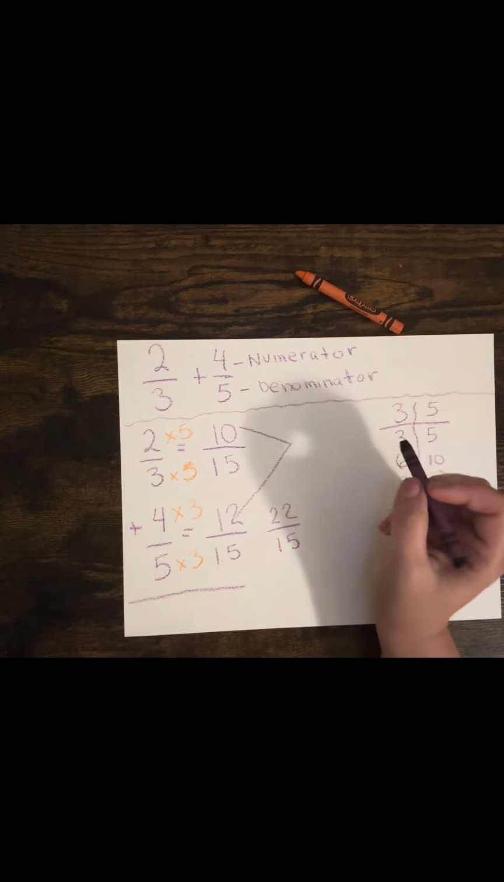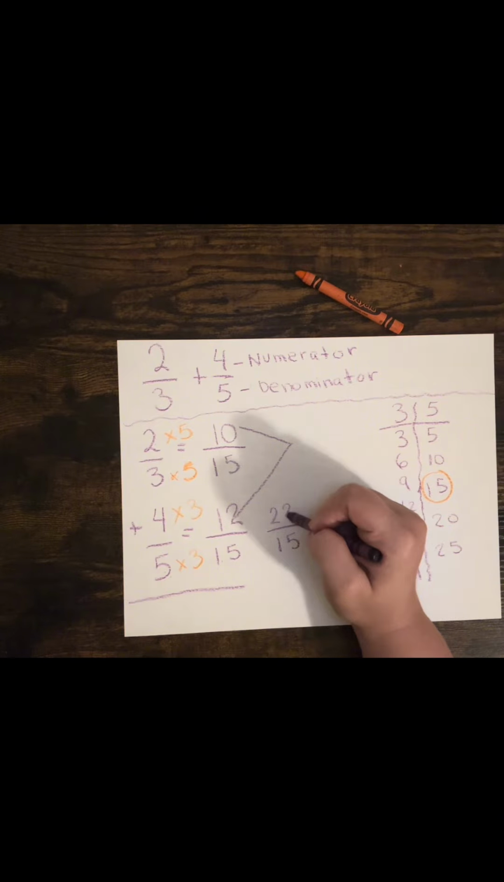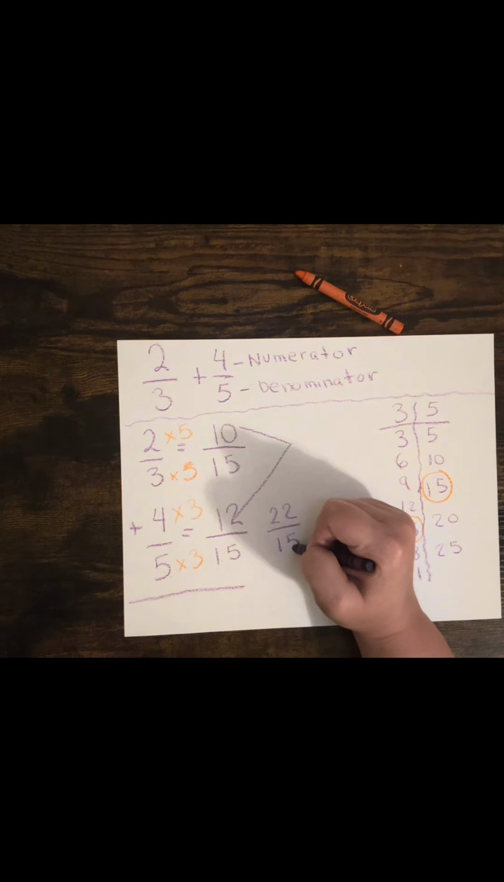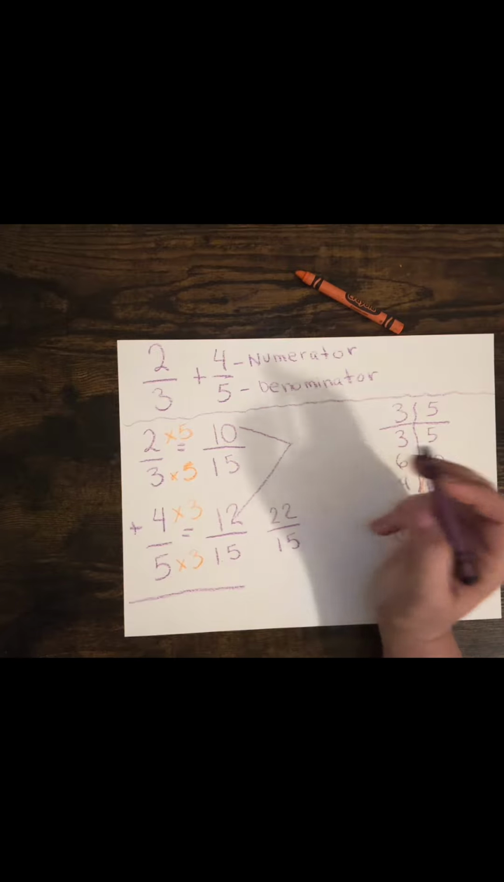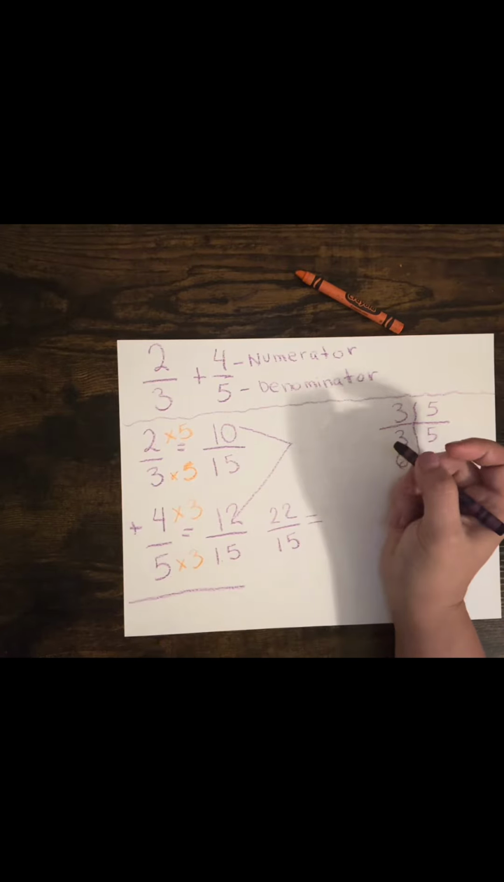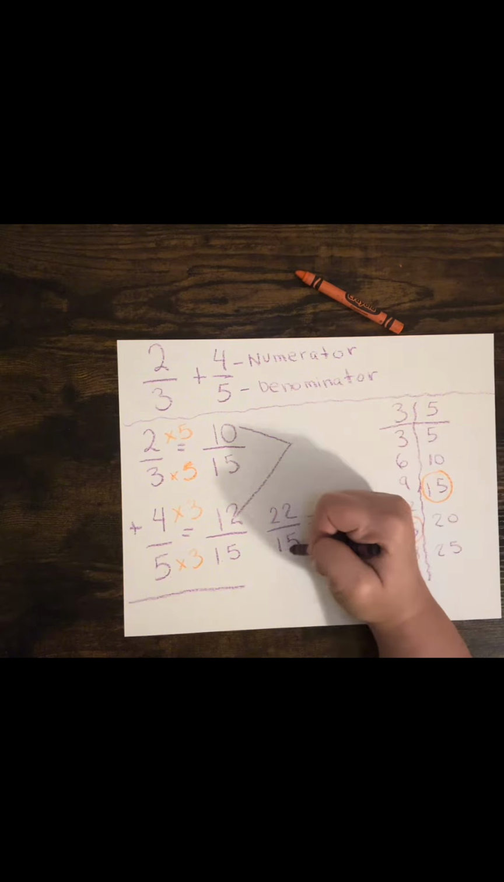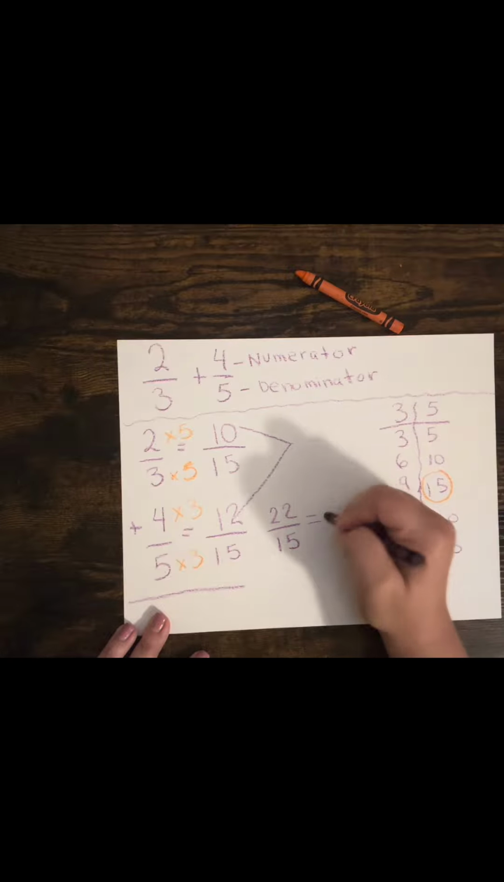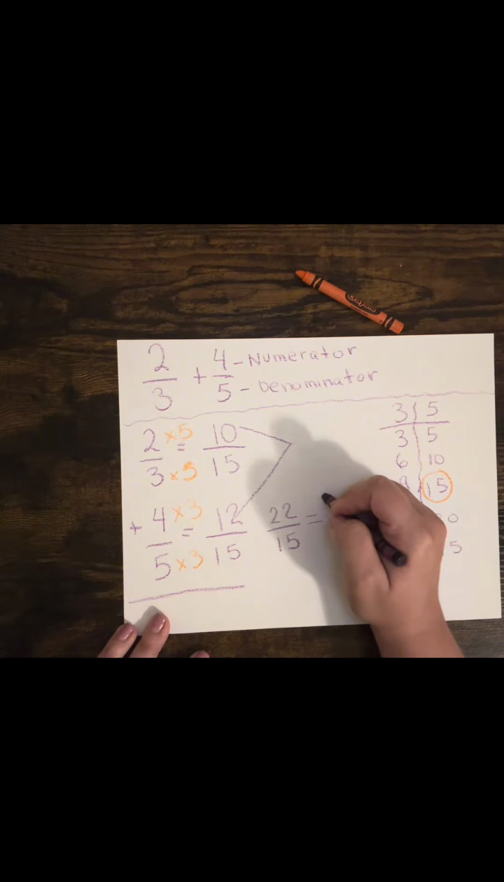And look what we have here. We have a problem. We created a fraction with a numerator that's bigger than the denominator. This is called an improper fraction. We always have to simplify improper fractions. So how do we do that? We divide. So we look at our denominator of 15 and we ask ourselves, how many times does 15 fit into the 22? It's one time, so we're going to write a big old 1.